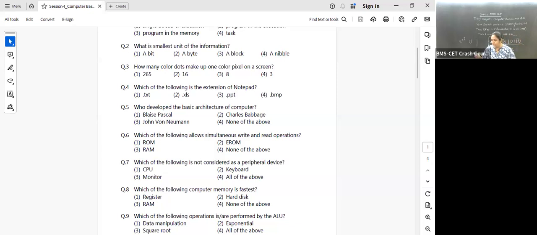We are solving the computer worksheet. Okay. Next question, the fourth one. Which of the following is the extension of Notepad? Have you used Notepad? सेव करते टाइम कभी देखा है कैसे सेव होता है? Anybody online? Do you know? .txt. Do you know what is the extension for a Word document?